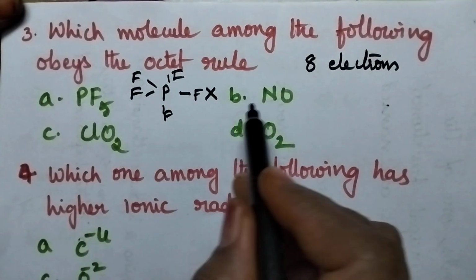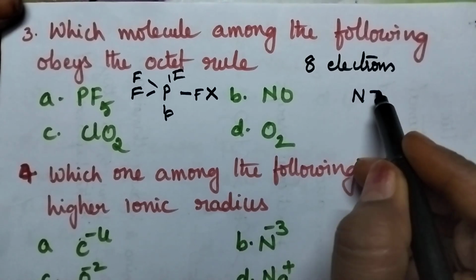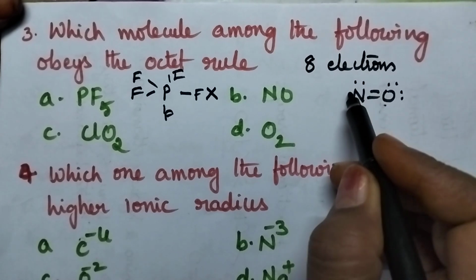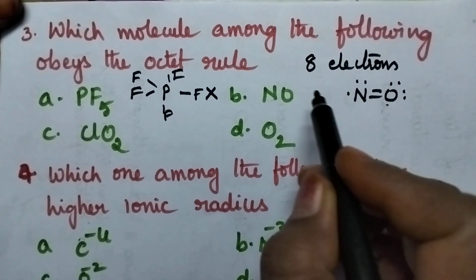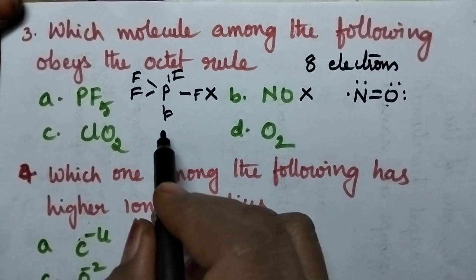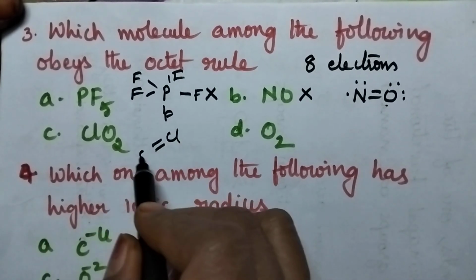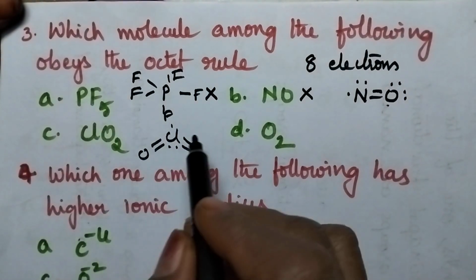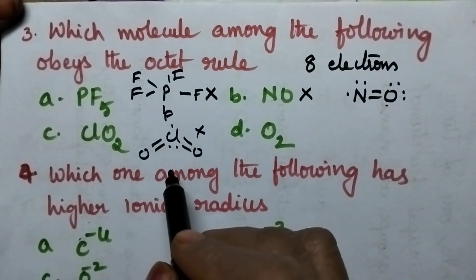Coming to the option B, NO. NO means it consists of, especially the nitrogen consists of 7 electrons. So it will not obey octet rule. Coming to ClO2, here the ClO2 also contains odd number of electrons. So it will not obey octet rule.